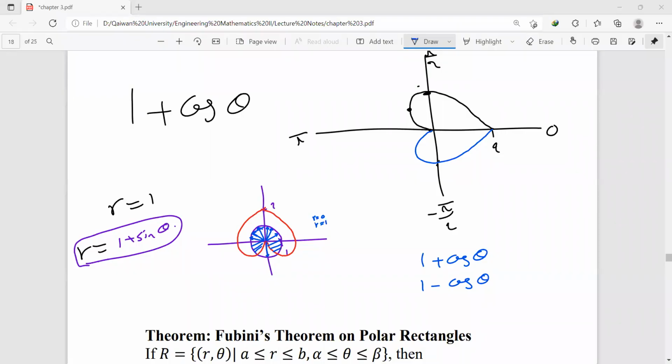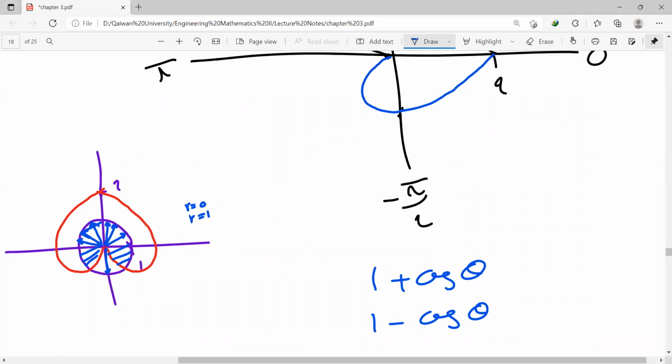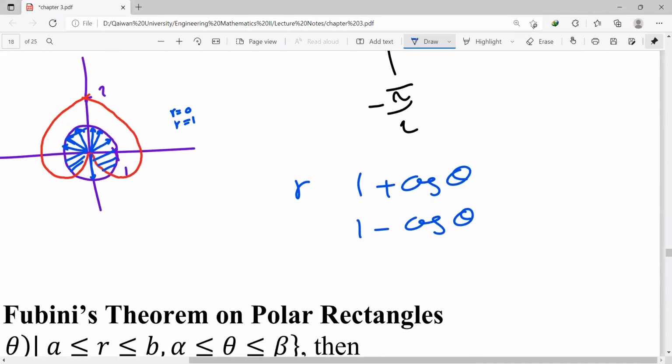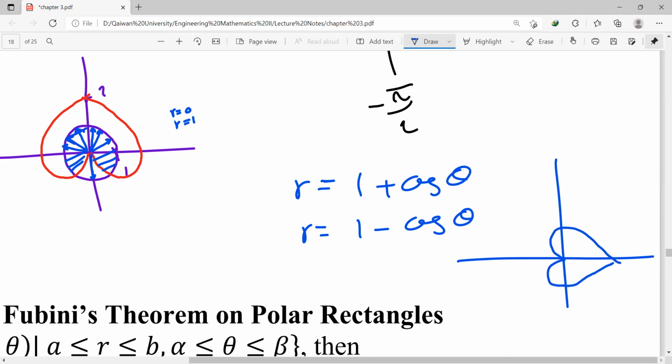Look, here we have 1 plus cosine theta and 1 minus cosine theta. To draw these 2 graphs and find the region which is bounded by these 2, let's say r to be this and r to be this. For the first one, 1 plus cosine theta, its graph is like this. This is 1, and this is 1, and this is 2. And in the other direction, we have 1 minus cosine theta. This is theta to be 0, this theta to be pi over 2, this theta to be pi, this theta to be minus pi over 2.